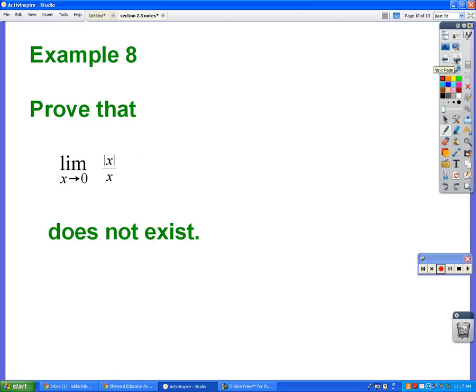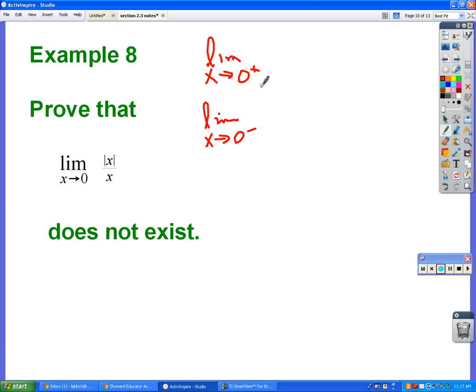How about the limit as x approaches 0 of the absolute value of x divided by x? So we need to do this in 2 different ways. We need to do the limit as x approaches 0 from the positive side, and the limit as x approaches 0 from the negative side. What does this function become if I'm only looking at positive values of x? Is it y equals x or y equals negative x when it's positive values?